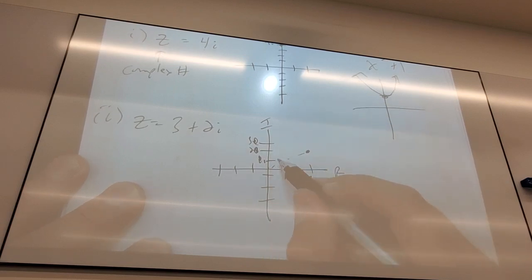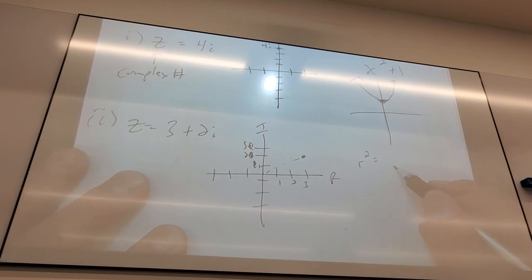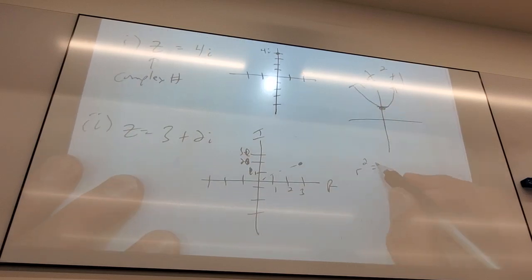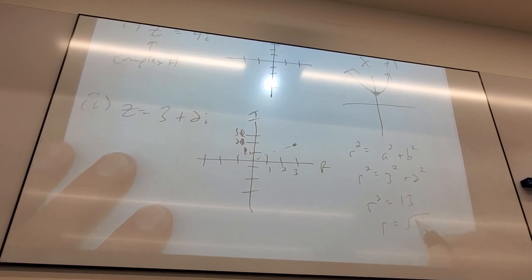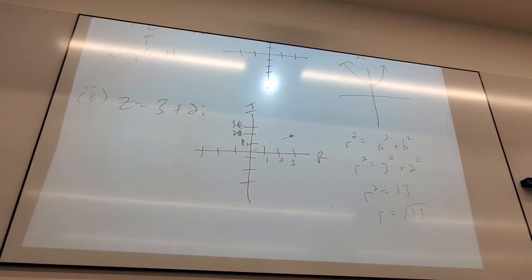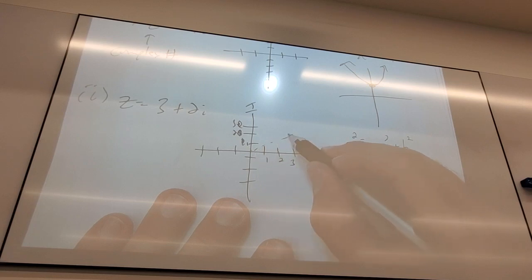So this is 1 unit up on the imaginary, 2, 3. How would I get r? r squared equals x squared plus y squared. To be a little more precise, I'm going to say a squared plus b squared for this. r squared equals 3 squared plus 2 squared, so r squared is 13. So r is the square root of 13. And what's the angle?